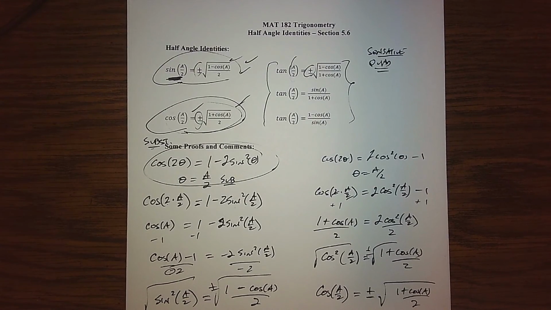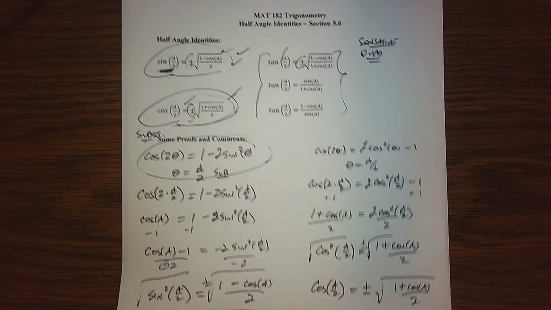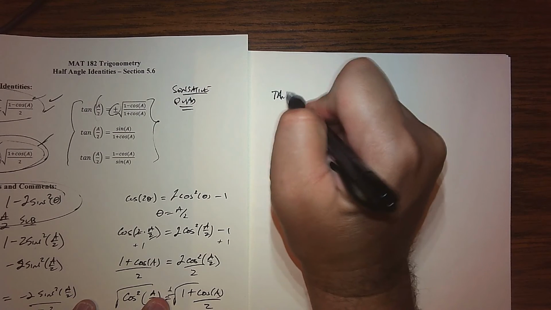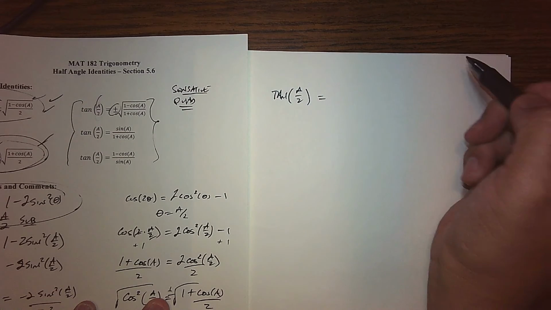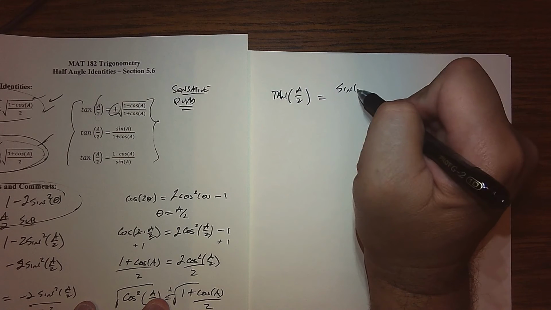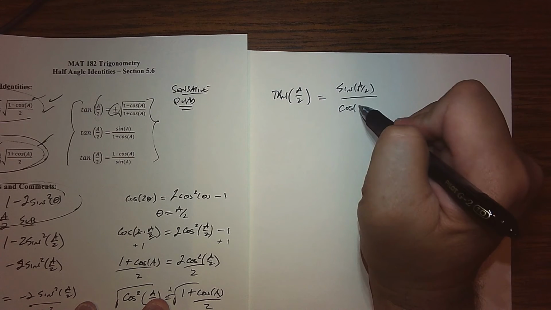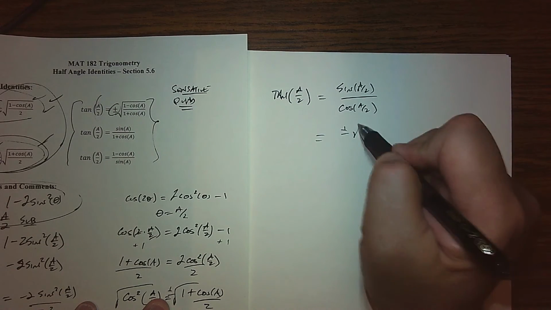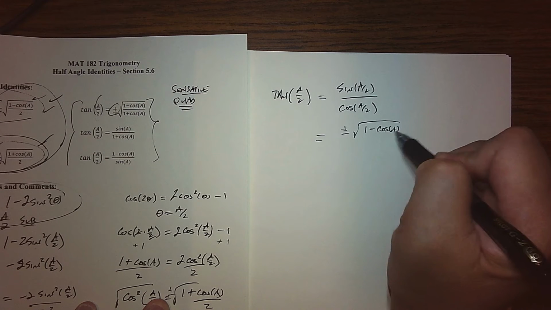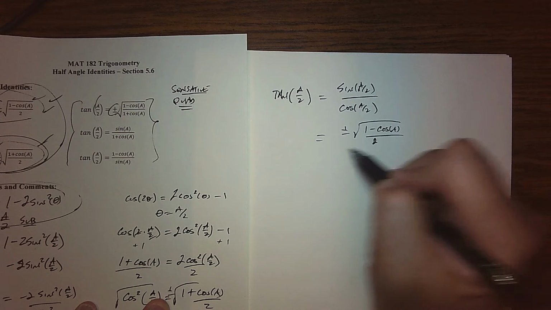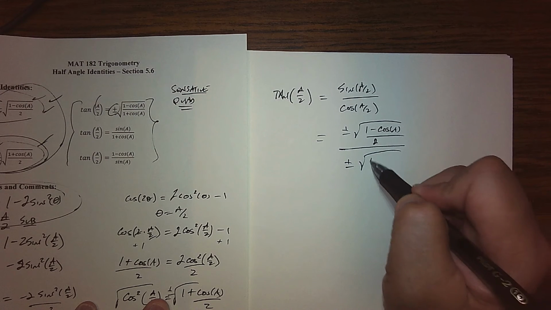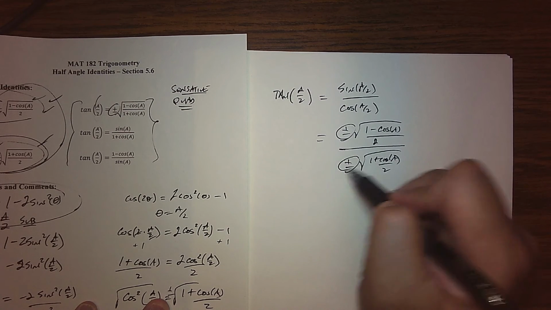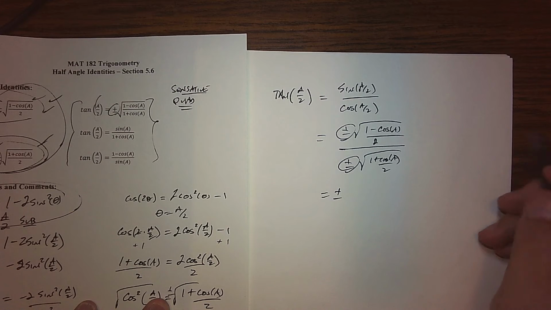And so the tangent now becomes pretty easy, because what do we know about tangent? Let me go ahead and put this on another piece of paper. Well, it doesn't really matter what the angle is, right? Tangent of a over 2 would be the sine of a over 2 divided by the cosine of a over 2. And so using what we have here, this is plus or minus the square root of 1 minus the cosine of a over 2 divided by plus or minus the square root of 1 plus the cosine of a over 2. Alright, so we have a plus minus, so our final answer will definitely have a plus minus in it.